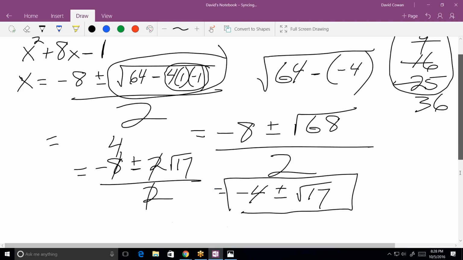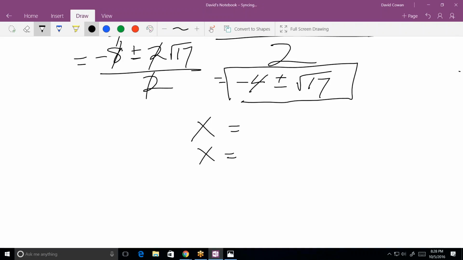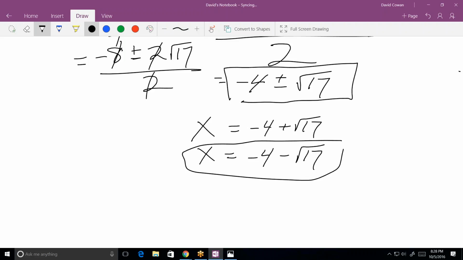What does that mean in terms of x? Usually whenever you have a quadratic, you're expecting two answers, and we have two answers, but what are they? And you don't need to convert that to a decimal. You just need to state it: minus 4 plus root 17, and then minus 4 minus root 17. That's how you do it. And that's the proper way to state that answer. That's the most exact way.